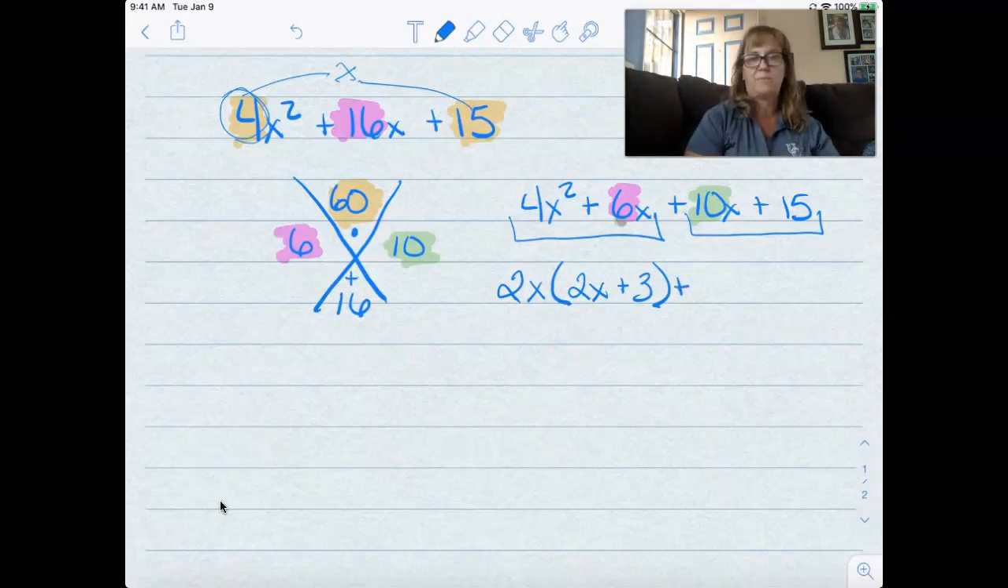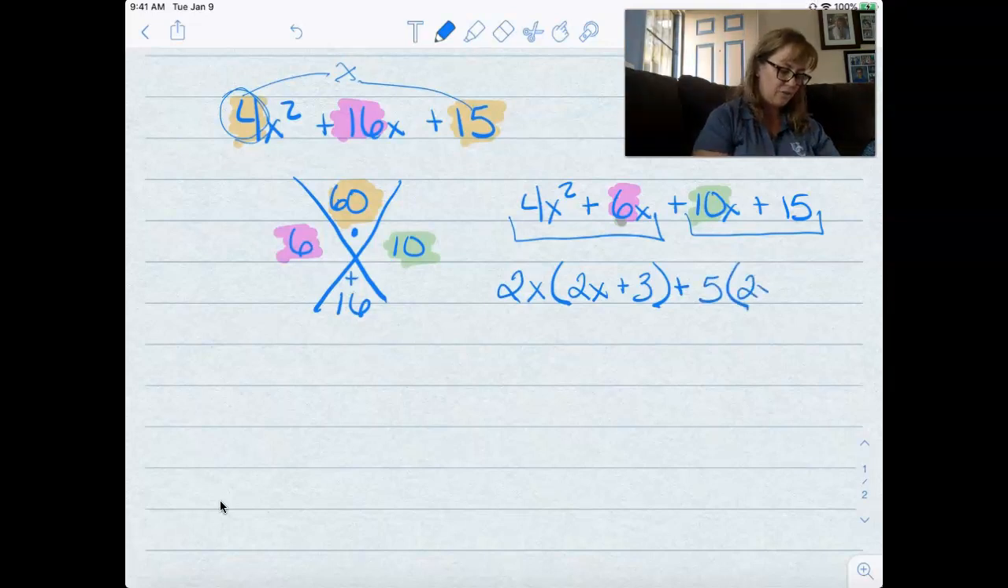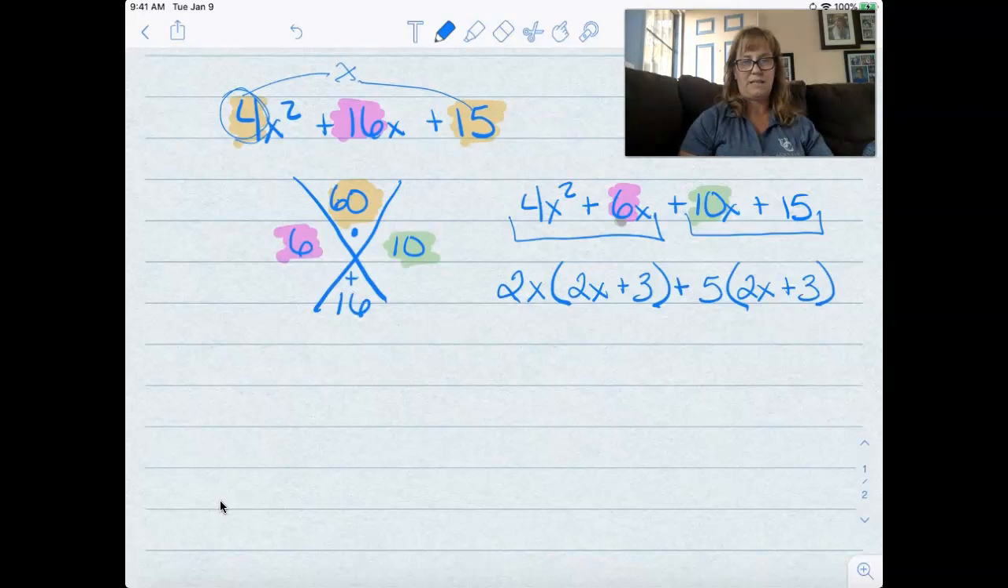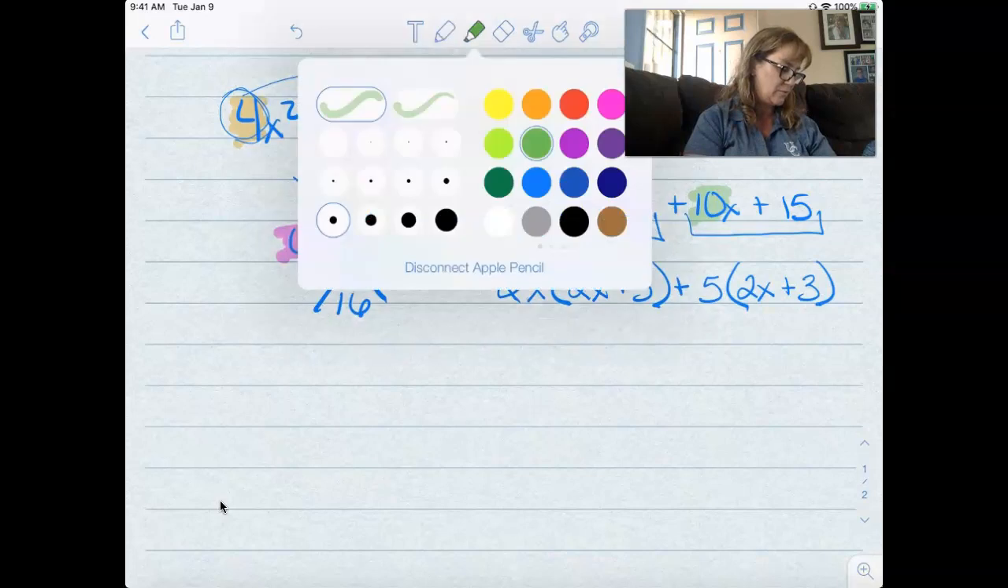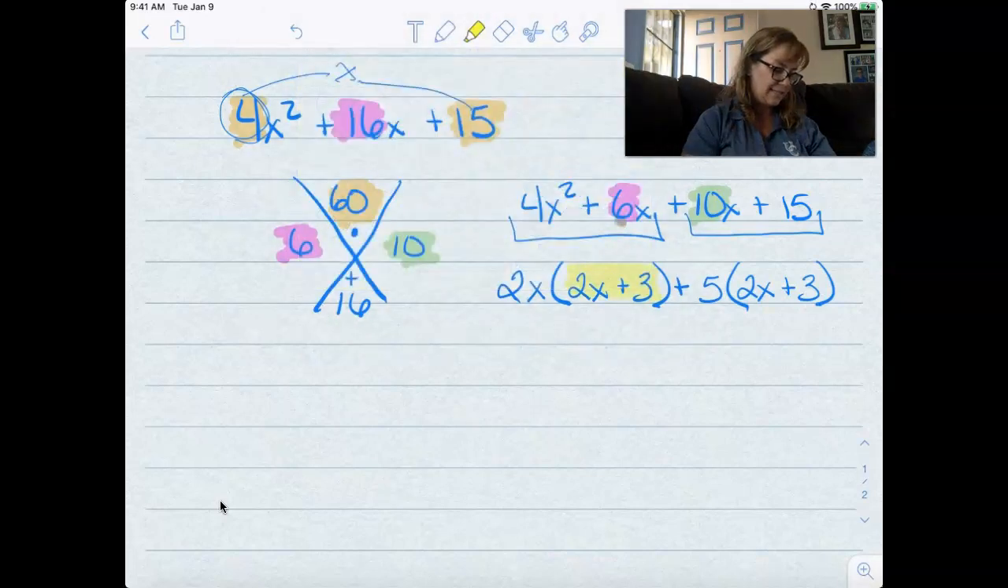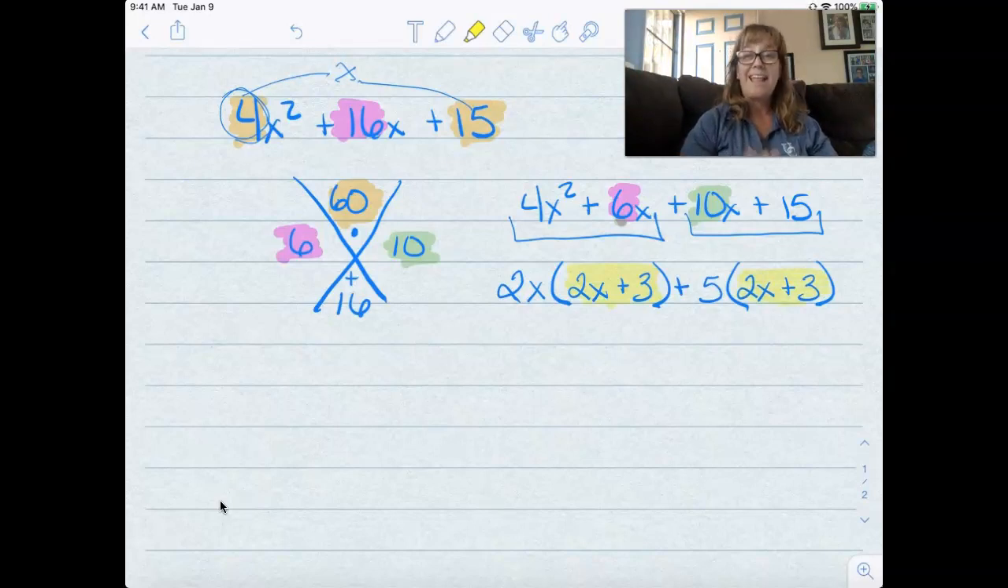Now let's look at the 10x plus 15. Well, the common factor that these two terms have is just a 5. I would have to multiply 5 by 2x, and I'd have to multiply 5 by 3 to get 15. Well, if you've set this up right, what you're going to notice right here is that this binomial and this binomial are the same. That means that is one of your binomials that is a factor of your original polynomial.